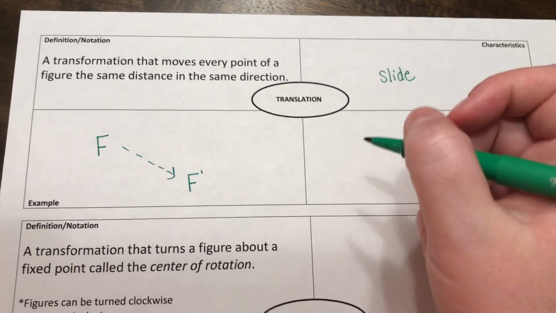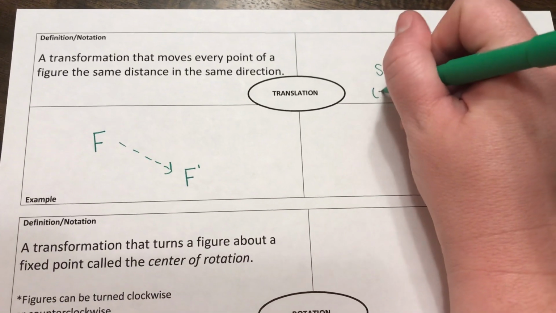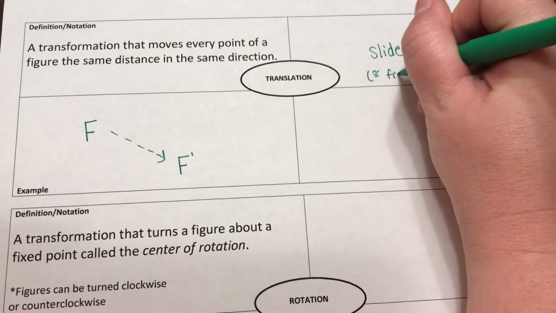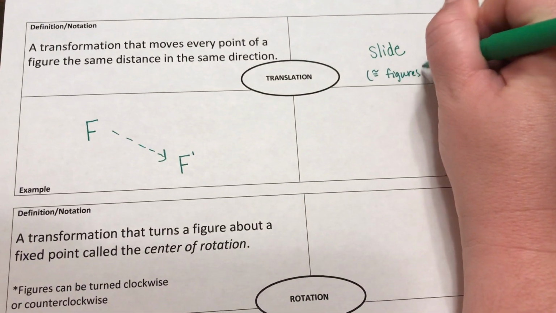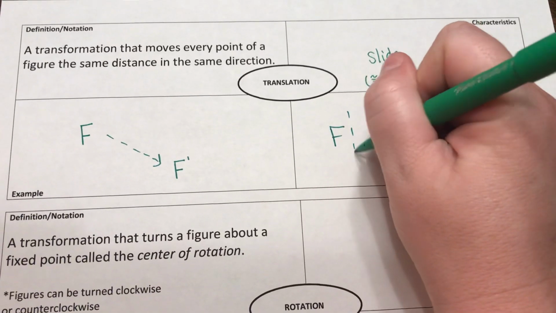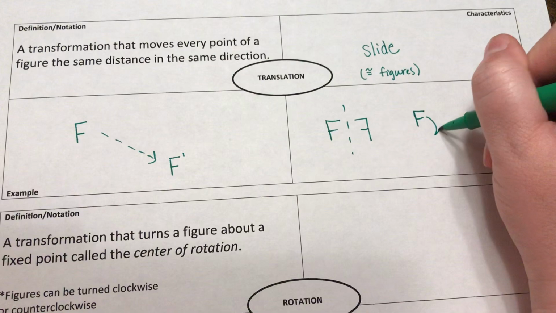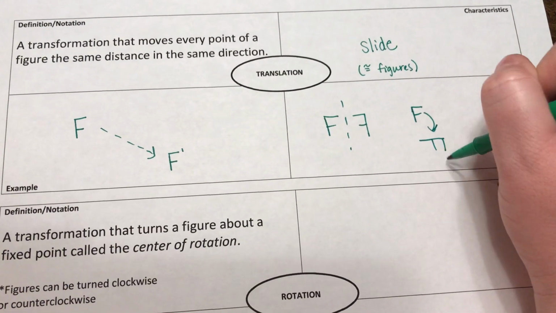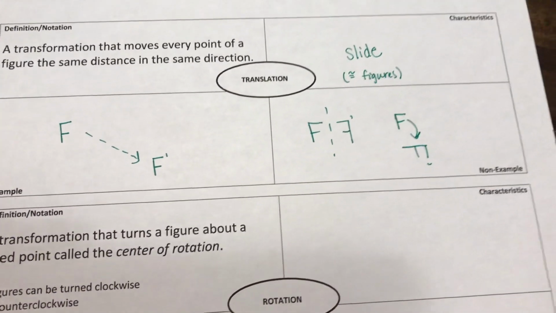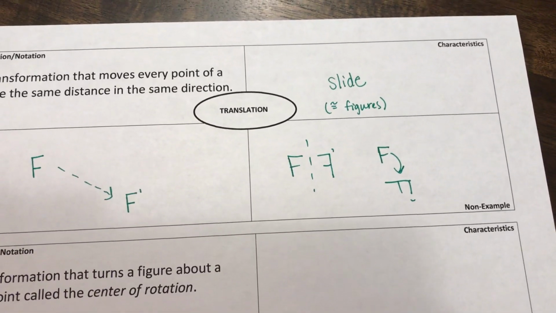Okay, notice that they stay congruent. Okay, so figures are congruent. And the orientation did not change. So this is not a reflection, and this is not a rotation. Okay, so those will be two other types of transformations that we're going to talk about in a few minutes.